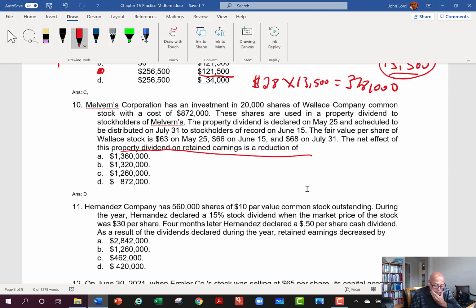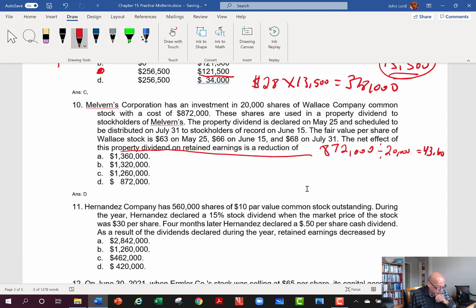Okay, so Melvin Corporation has an investment of 20,000 shares of Wallace Company common stock, which cost $872,000. So one of the annoying parts of any one of these questions, guys, is you're going to have to sit there and take the amount that they paid, divide that by what? They bought 20,000 shares, and so 872,000 means that they paid $43.60 per share, right? $43.60 per share. Okay, good.